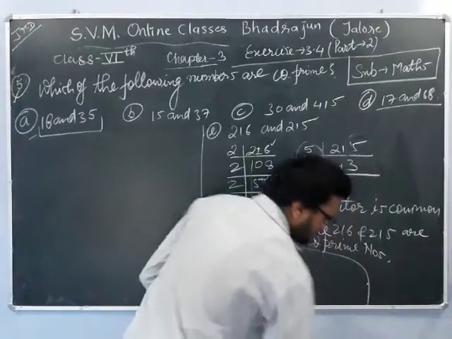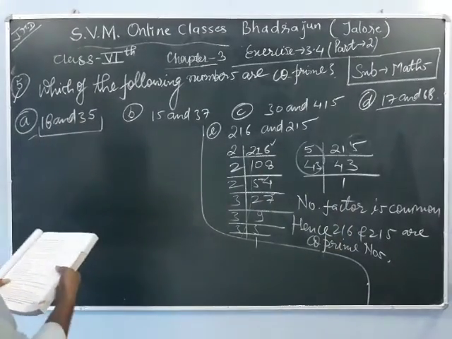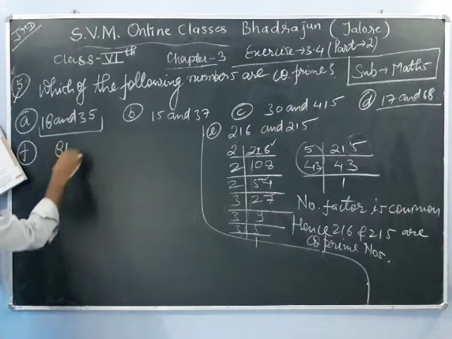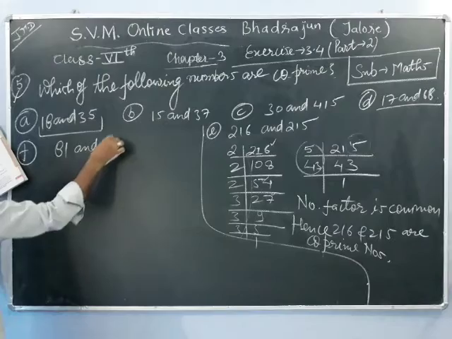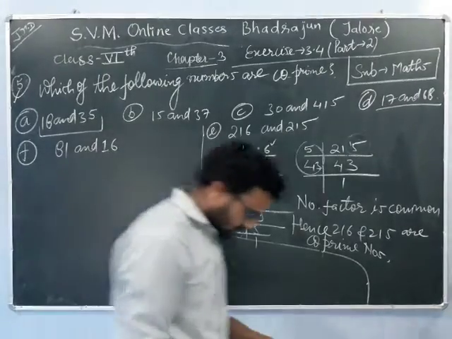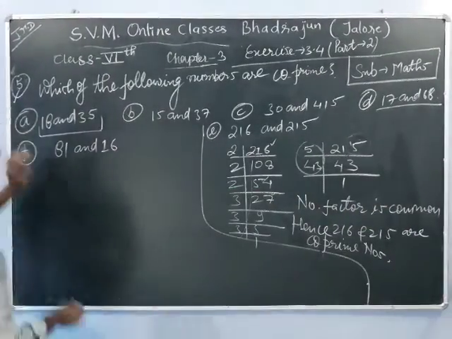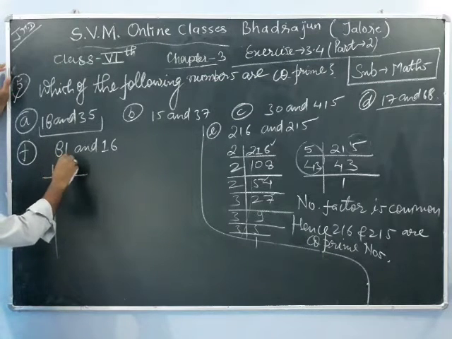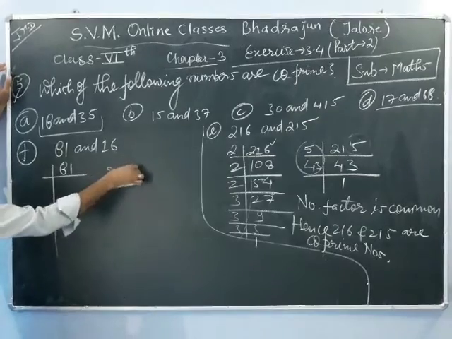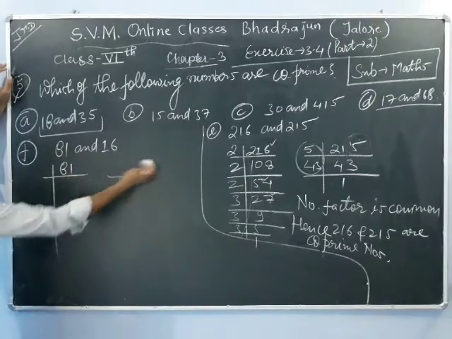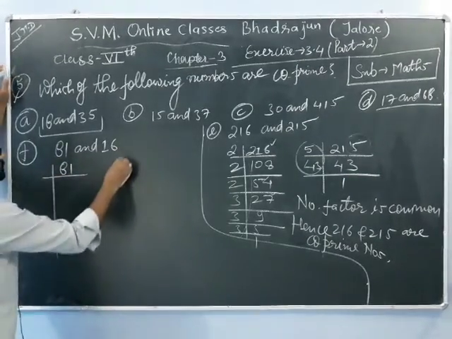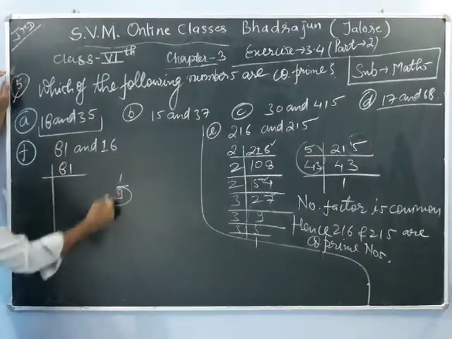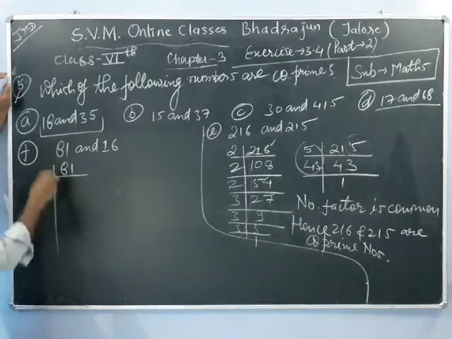What is our part F? Part F is, first one is 81 and second one is 16. So here we will see when we divide 81. Now the unit place digit is not 0, 2, 4, 6, hence the number is not divisible by 2. Now we will try 3. So we will add all the digits. Now the sum of digits is 9, hence this number is divisible by 3. So we will divide by 3.